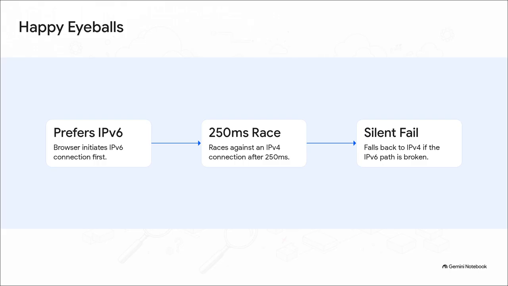Here's the trap though. If your IPv6 path is broken, the browser just silently falls back to IPv4. The user still gets their web page, but every single connection takes a 250 millisecond penalty. To them, the network just feels sluggish. As the admin, you might ping it, see a reply, and think everything's peachy. But in reality, you've got a silent failure on a broken IPv6 path. You absolutely have to test both stacks independently, or these hidden issues will drive you crazy.